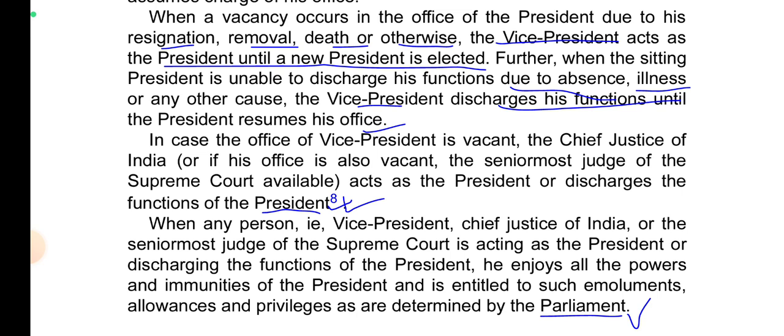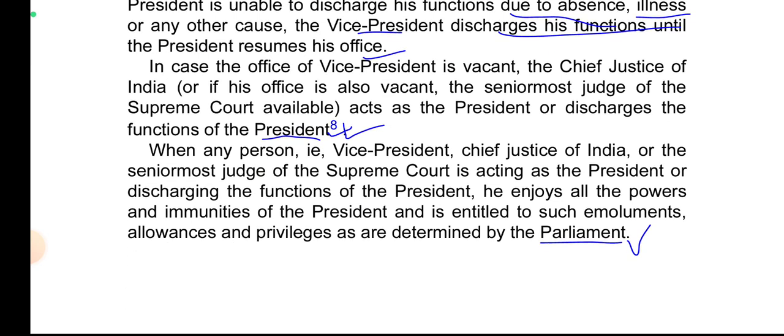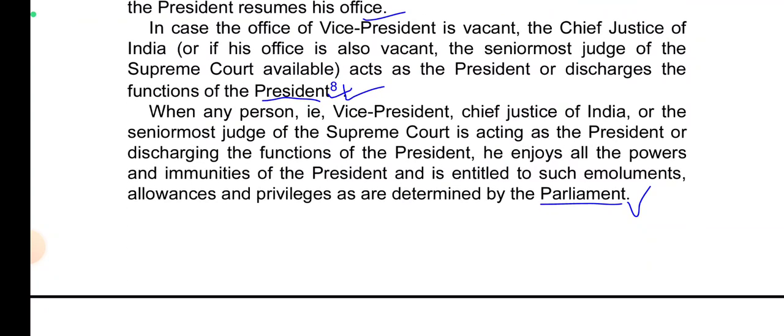Further, when the sitting President is unable to discharge his functions due to absence, illness or any other cause, the Vice President discharges his functions until the President resumes his office. In case the office of Vice President is vacant, the Chief Justice of India, or if his office is also vacant, the senior-most judge of the Supreme Court available acts as the President or discharges the functions of the President.